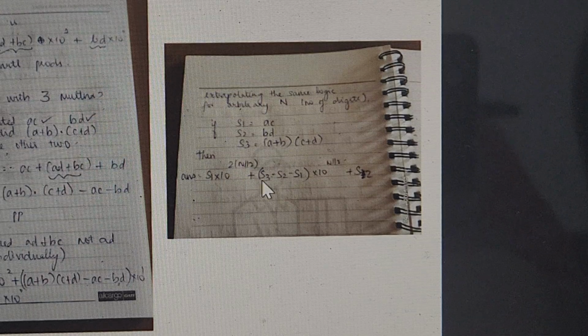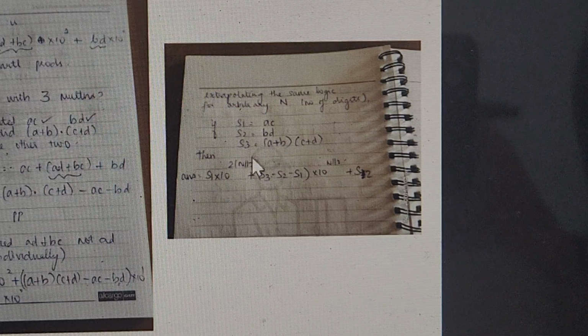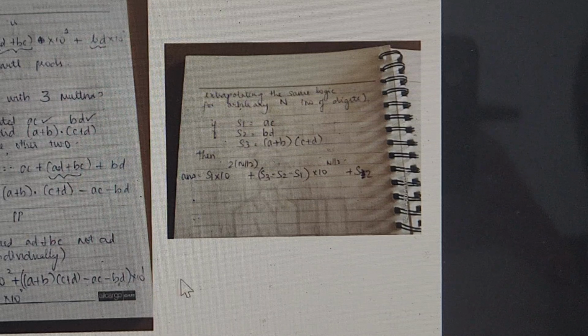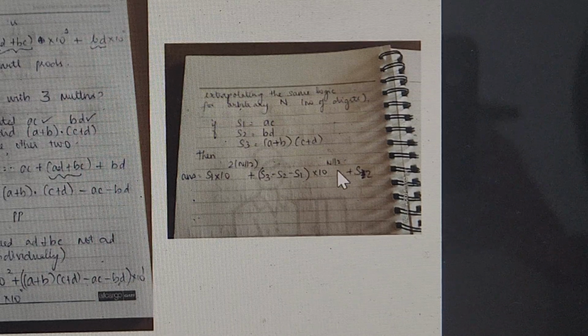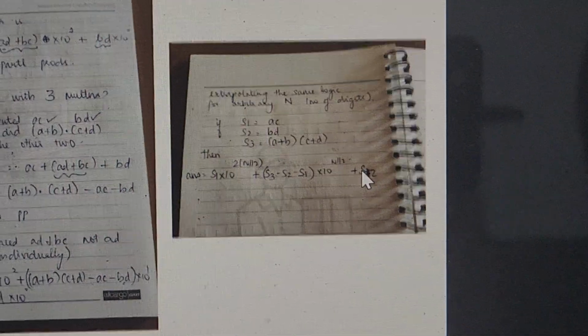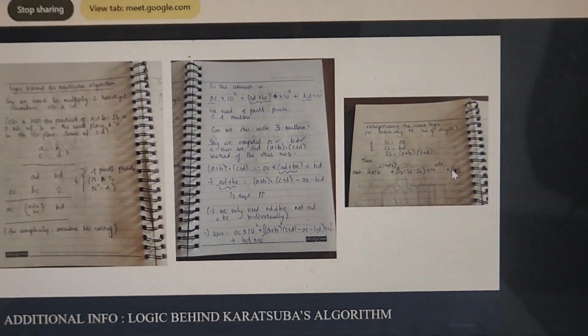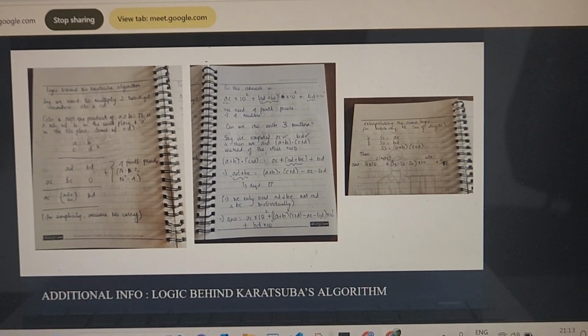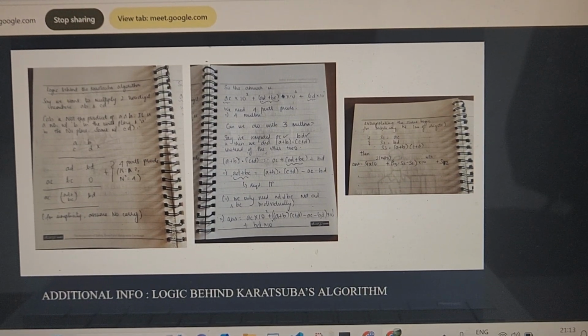AC into 10 to the power 2 times n floor division 2 plus this A plus B times C plus D minus AC minus BD, the same thing we saw here, into 10 to the power n floor division 2 plus BD, which is your sum 2. So the whole idea is you're dividing a number recursively into a left half and a right half. You are calculating 3 partial products. You are combining those partial products with appropriate powers of 10 to get your final product.